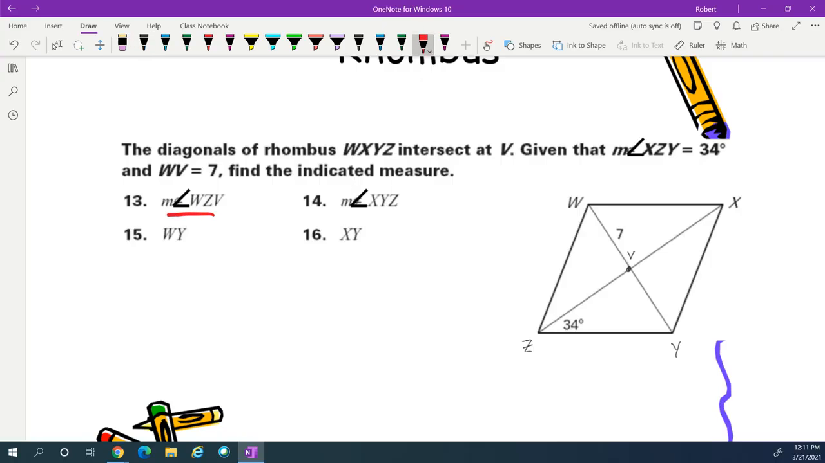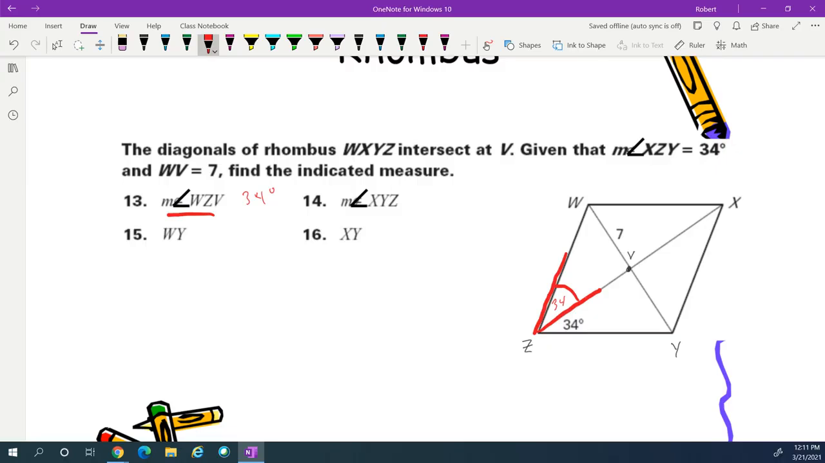Number 13, angle WZV. So I want to find it first. WZV right here. Well, the diagonals bisect the opposite corners. So that tells us that angle is 34 degrees. A property of a rhombus is they bisect the opposite corners, or the opposite angles.